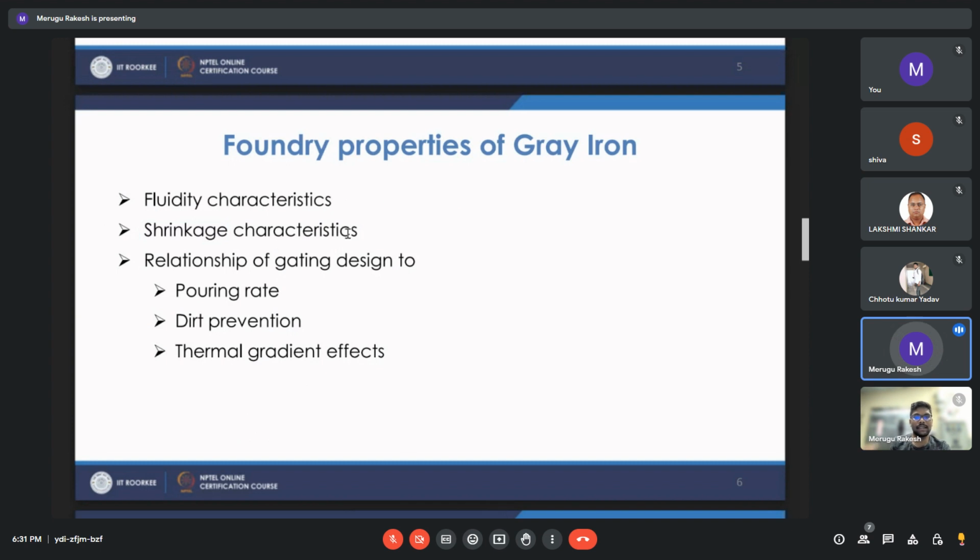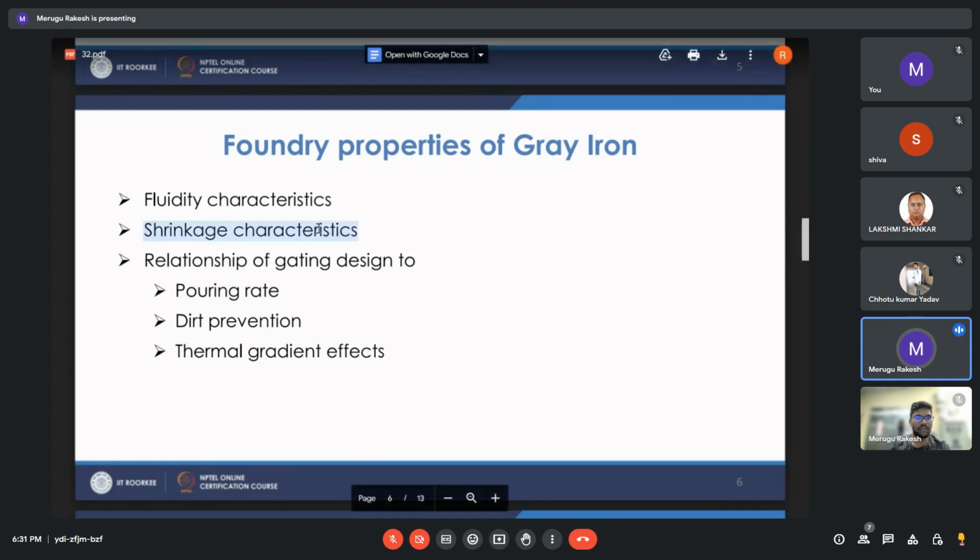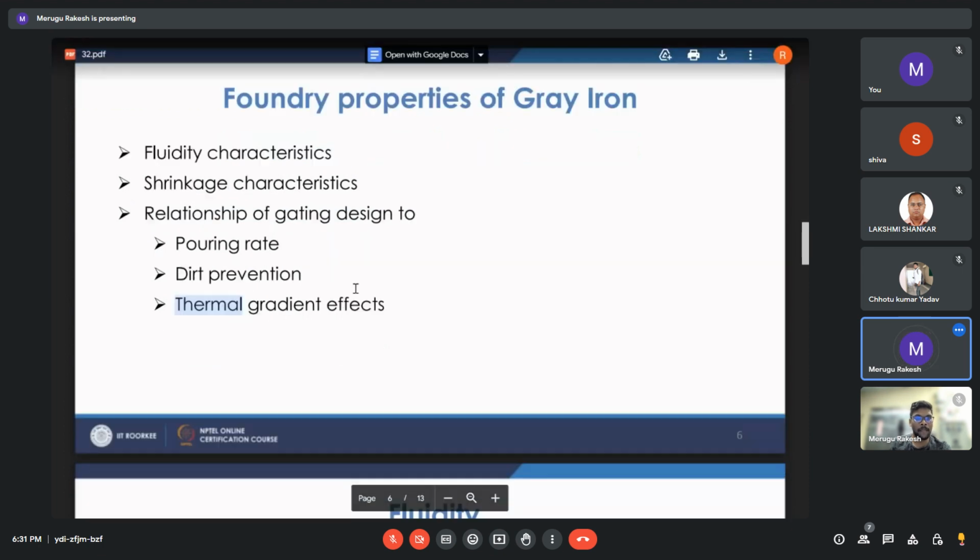Because there is a chance of premature solidification before the complete casting is filled. That is the one thing we need to take care of in shrinkage characteristics. There is a relationship between the gating design, the pouring rate, and thermal gradient effects. These are the common things that we already discussed in molding.